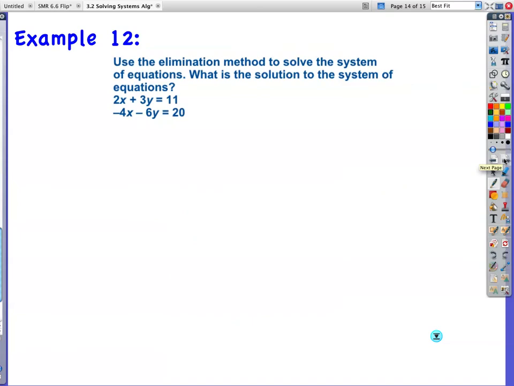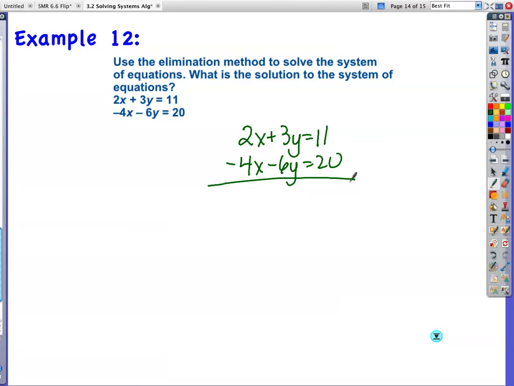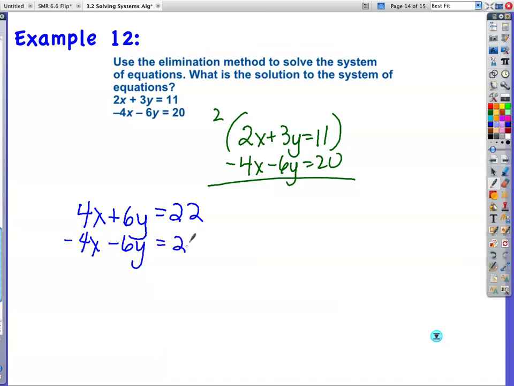Example 12, let's look at that as well. 2x plus 3y equals 11. We've got negative 4x minus 6y equals 20. All right, I'm going to take the top equation times 2. Now let's see what happens when I do that. 2 times 2 is 4. 2 times 3 is 6. I got 4x plus 6y equals 22. Down below I have negative 4x, I have a negative 6y equals 20. Everything cancels. I have 0 equals 42. No fun. The exact same thing happens. I have an inconsistent situation.